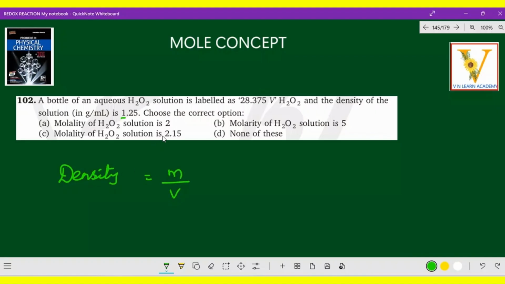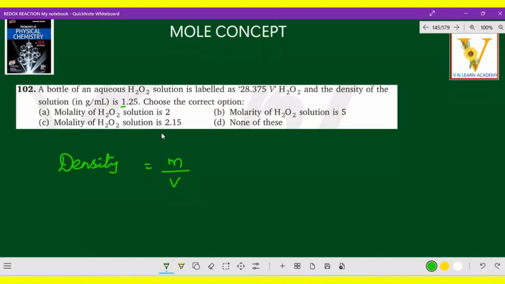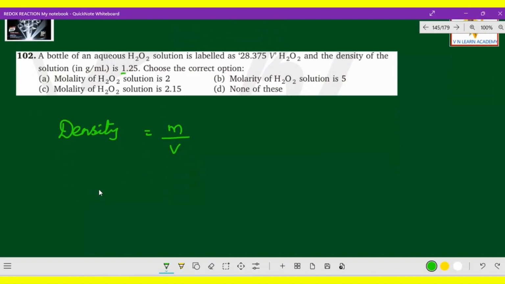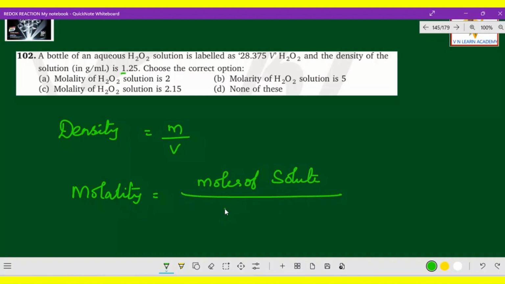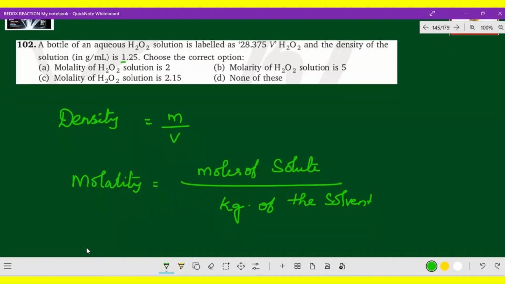This question is related to the concept of molality. What do you mean by molality? Molality is moles of solute per kilogram of the solvent. That is, moles of solute divided by mass of the solvent in kg.